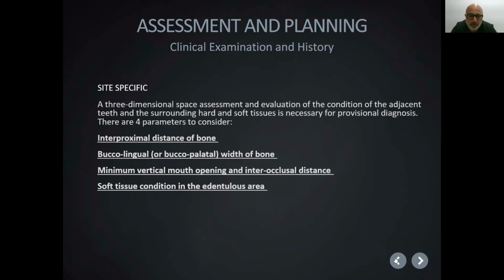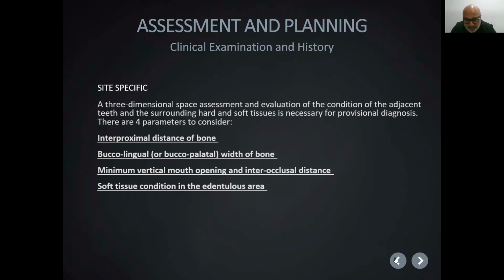Okay, interproximal distance of bone. That's very important. We need to know how much space we have. At the moment in this webinar, I'm simply going to be talking about single teeth. When we come to placing more than one implant in a space, so shortened gaps or larger full mouth rehabilitations, there are other rules, but I want to keep this simple. The buccolingual or buccopalatal width of the bone, the minimum vertical mouth opening and interocclusal distance.